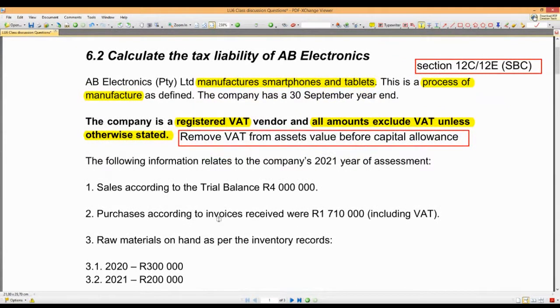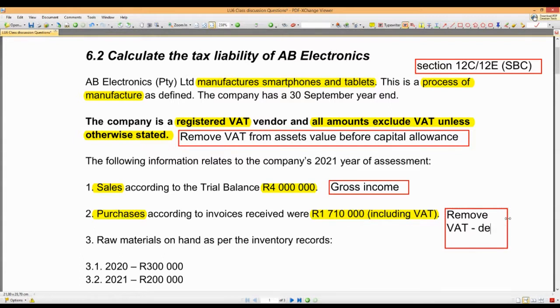Okay, so for the year of assessment, what information did we have to see? So we had sales for the value of 4 million. Okay, so that would go to our gross income amount. So this we will capture under gross income. Then we've got purchases. Now remember, for the purchases, we have the amount that we physically spend during the year. Now, because this is inclusive of VAT, we will have to remove the VAT amount for our deduction. Okay, so our deduction is exclusive of VAT.